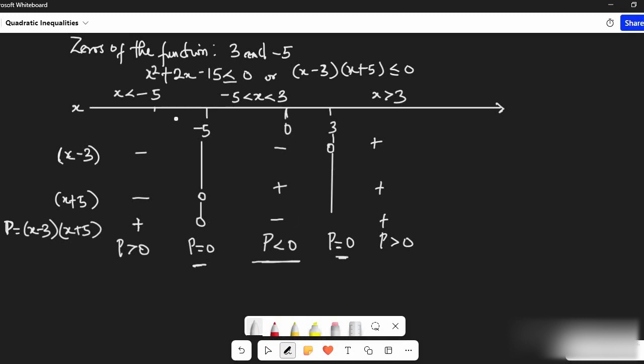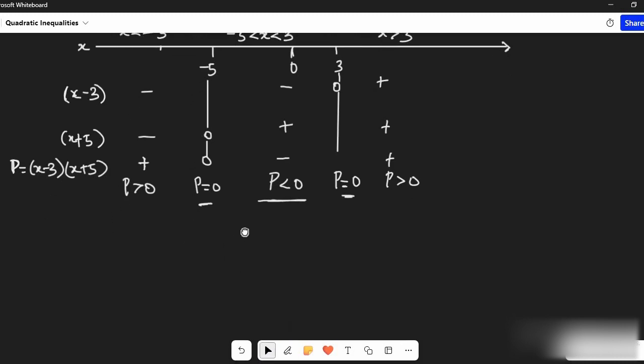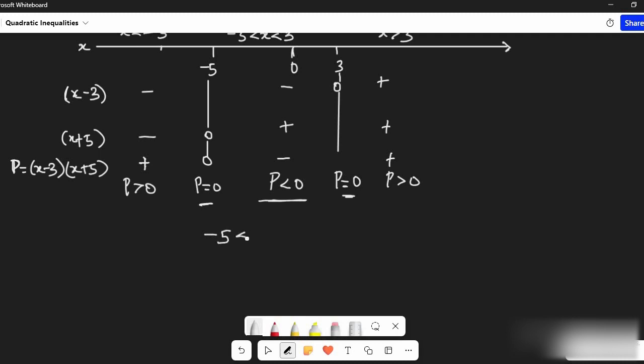So the solution to this inequality will simply be minus 5 less than or equal to, remember, we're also finding where it is equal to 0, so we have to include the equal to sign here in the inequality. So it's minus 5 less than or equal to x, which is less than or equal to 3. So this is the solution to the inequality.